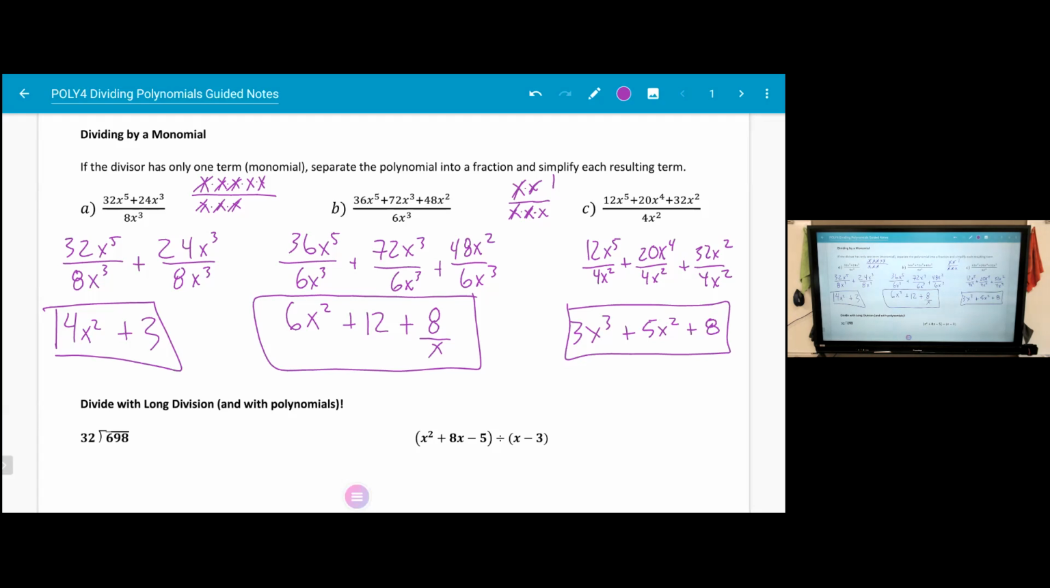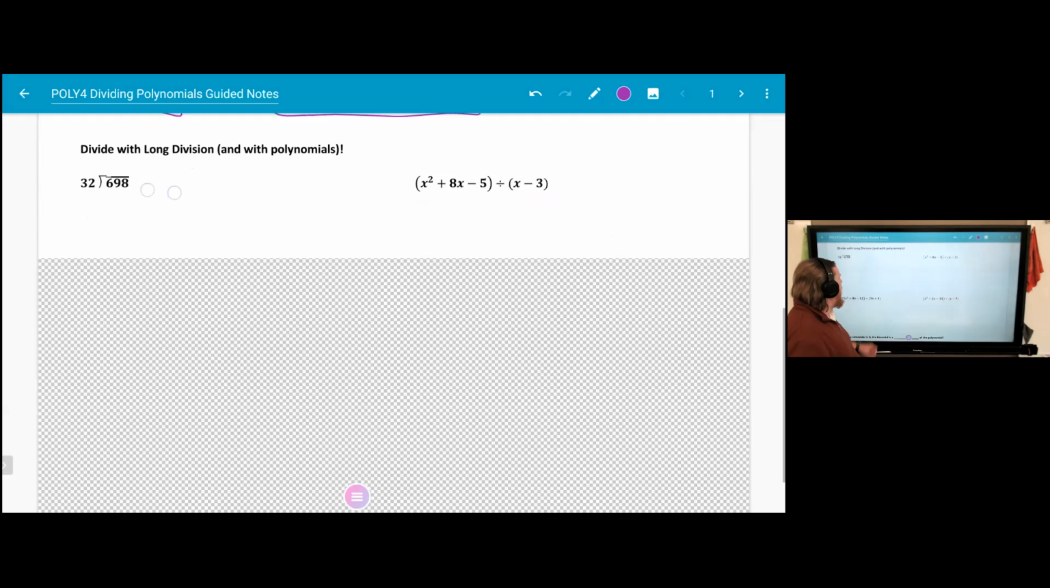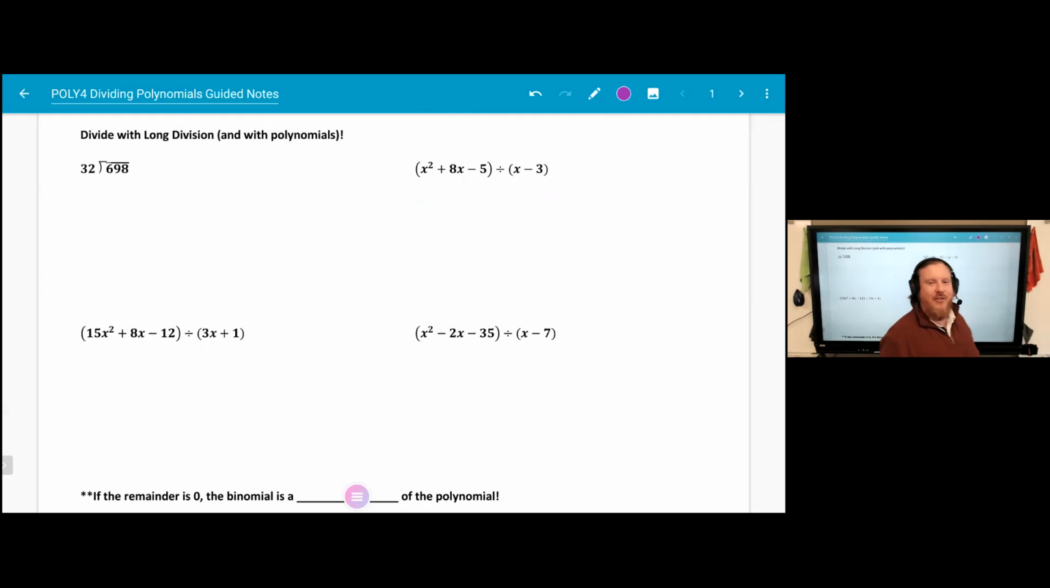Now, what happens when we have to do division of polynomials by, in this case, binomials? I'm going to take you back a long way to the days of long division. Oh, I can hear the groans now. We're going to do long division here. So this is 698 divided by 32. So we start like this.